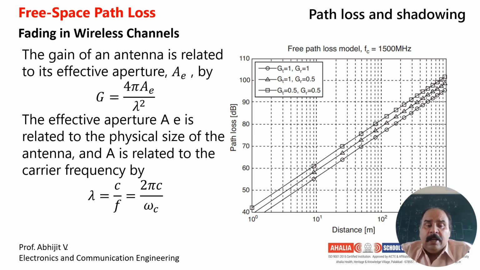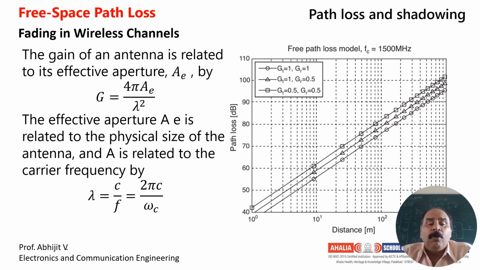The gain of the antenna is given by its effective aperture AE. G is equal to 4 pi AE by lambda square. According to the Friis free space equation, we have to calculate the gain of the transmitter and the receiver antenna to find out the power received at a particular distance. Am I right? So now, how to calculate the gain?